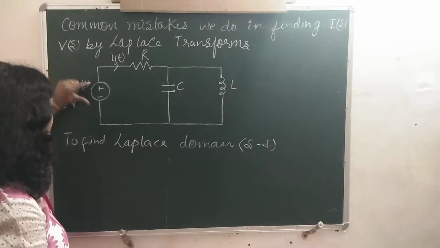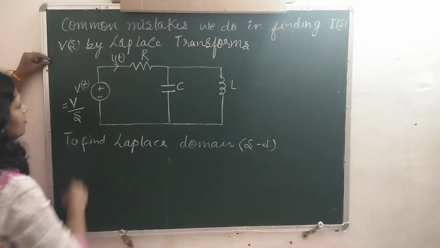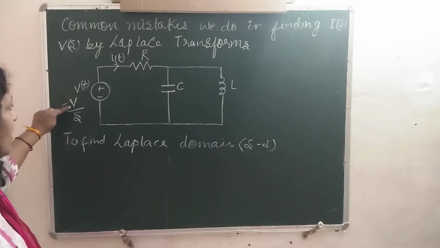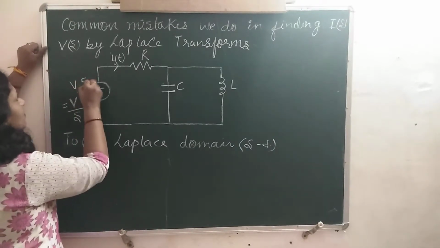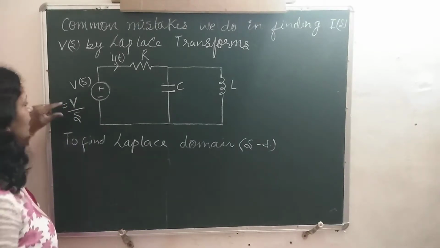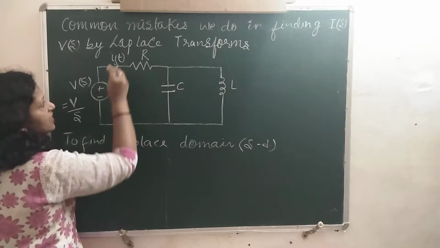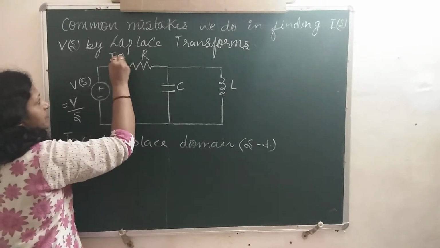So first, this voltage source, if it is DC, will be changed to V by S. Suppose it is 5 volts, so it will be changed to 5 by S. Now this is called Vs. Vt will be changed to Vs and the value will be V by S. This resistance has no change. This current is now known as Is.